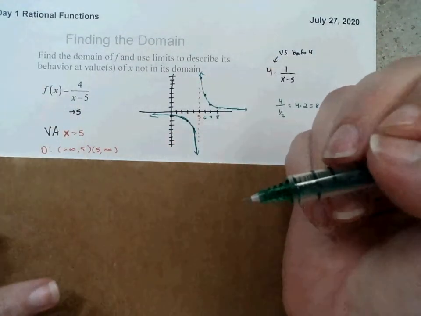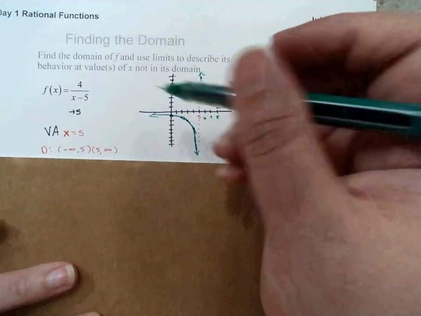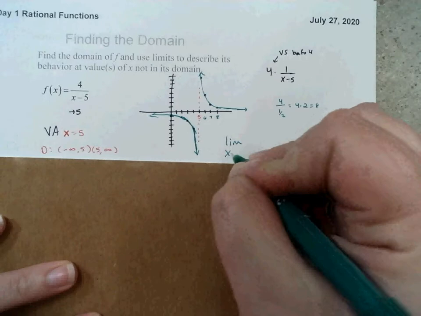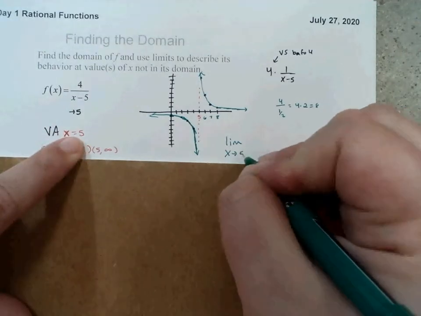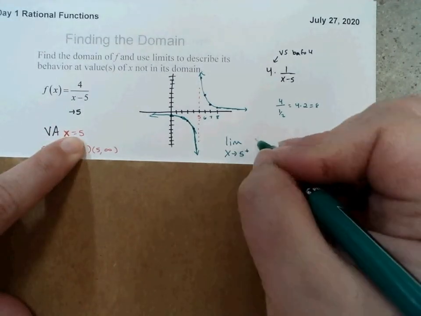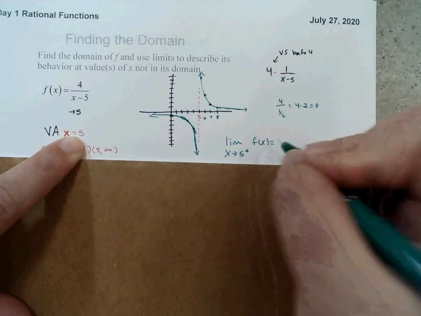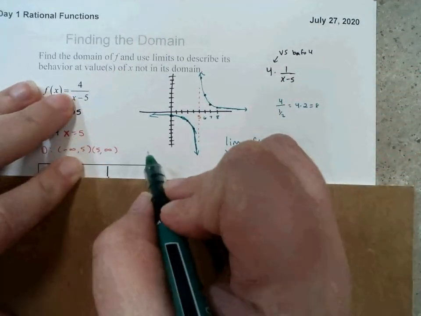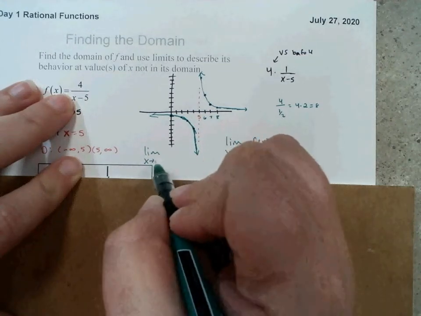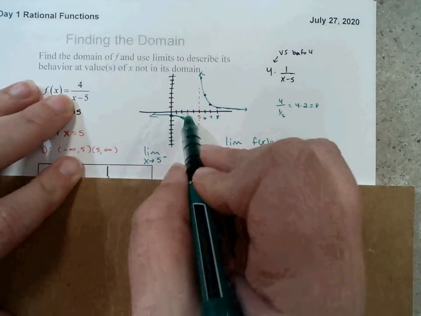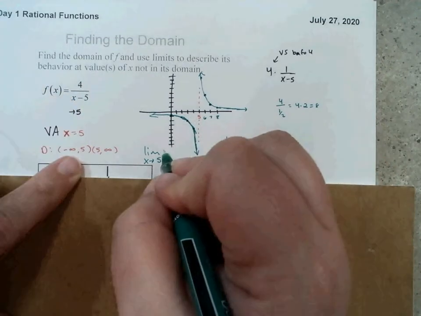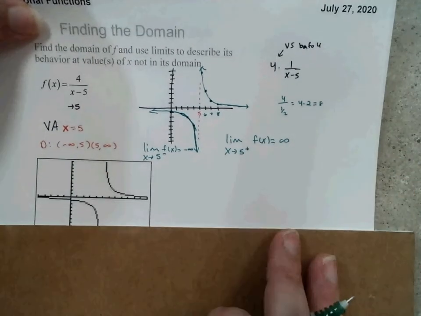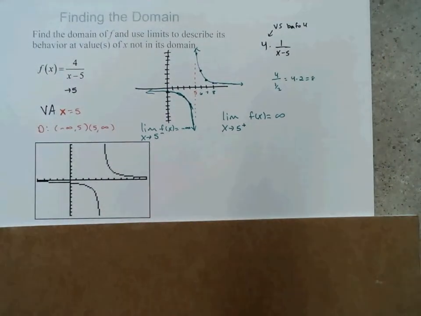So, there we go. Okay, it did say to use limits to describe the behavior at values of x not in its domain. So let's talk about it. As x approaches the vertical asymptote 5 from the right, the function is approaching positive infinity. Whereas over here, the limit as x approaches 5 from the left, so as I approach 5 from the left, the function is going down to negative infinity. And we see that in that image right there.